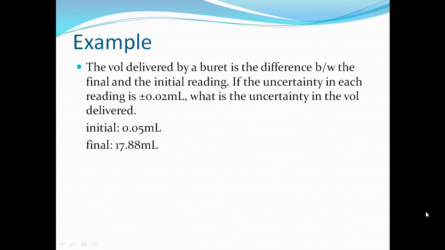Now, what is my uncertainty associated with that measurement? Each reading has an error of 0.02 mL. So I'm going to take 0.02 mL squared plus the error in the final reading, 0.02 mL squared, add that together, and then square root it. You'll see that you get 0.03. So your answer would be 17.83 plus or minus 0.03 mL.